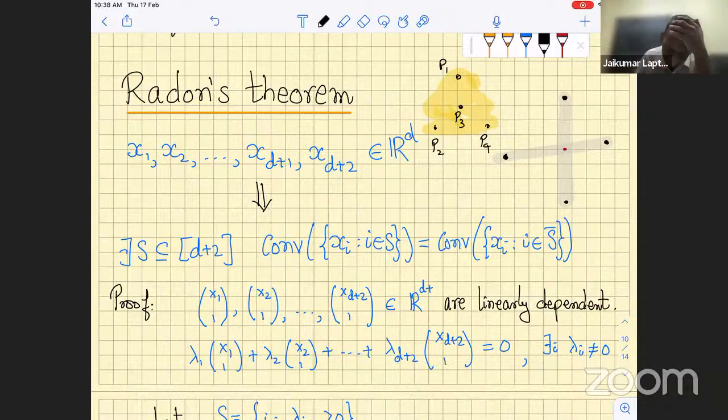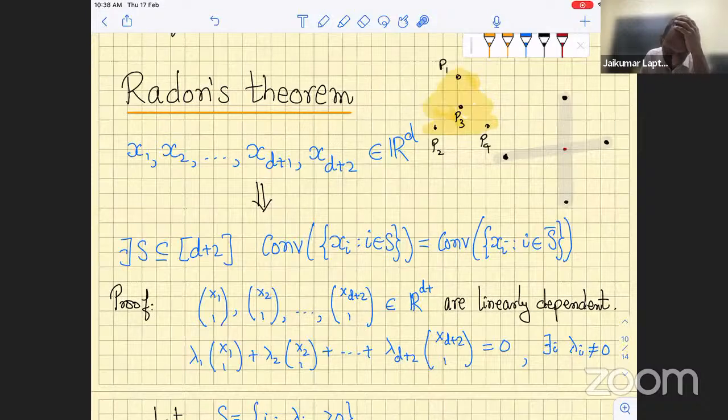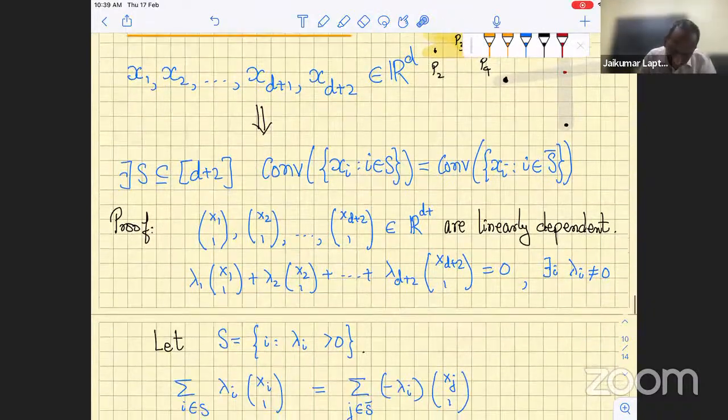So take this and this and call it S. This becomes S bar. The convex hull of S bar is just the single point itself, and the convex hull of these 3 also contains it. It's not that these are of the same size or anything, even in 2 dimensions. So in this example, this worked. But this theorem is true in any dimension. If you take d plus 2 points, you can split them up so that there is a point common to both. And why is this true?